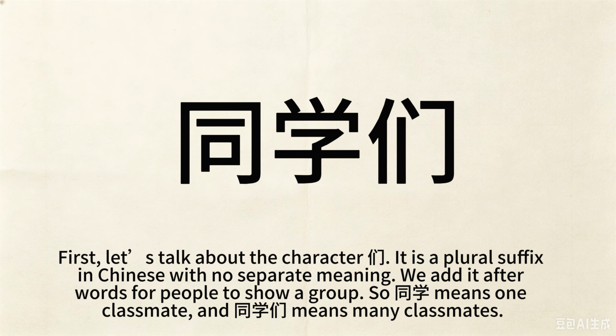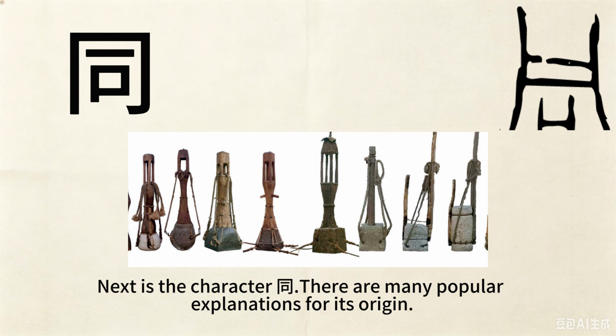First, let's talk about the character 们. It is a plural suffix in Chinese with no separate meaning. We add it after words for people to show a group. So, 同学 means one classmate, and 同学们 means many classmates. Next is the character 同.